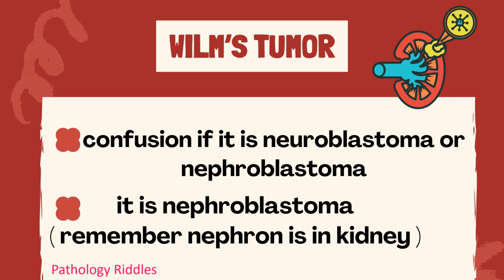Sometimes when this malignancy called Wilms tumor is asked in the exam, then you get confused whether it's neuroblastoma or nephroblastoma. Remember that nephroblastoma has the word nephro in it. So nephron is seen in the kidney and nephroblastoma is Wilms tumor.